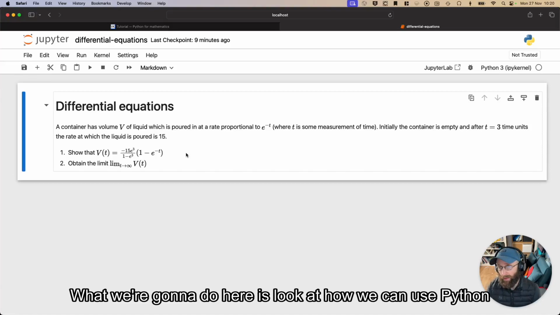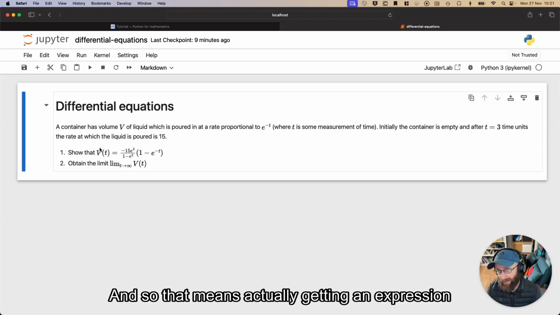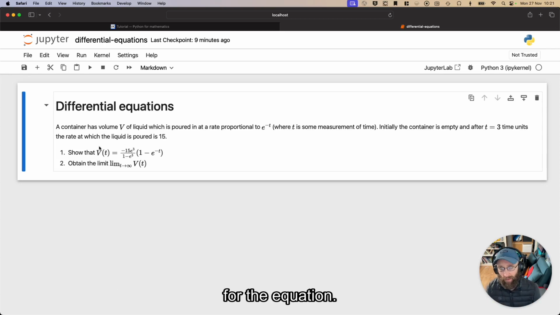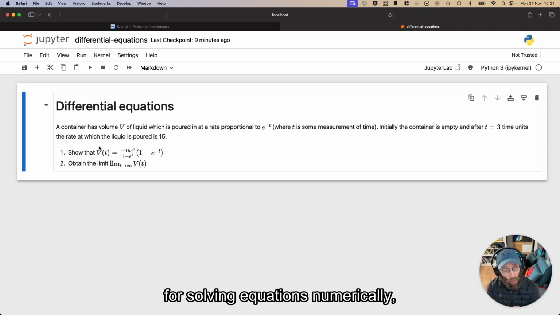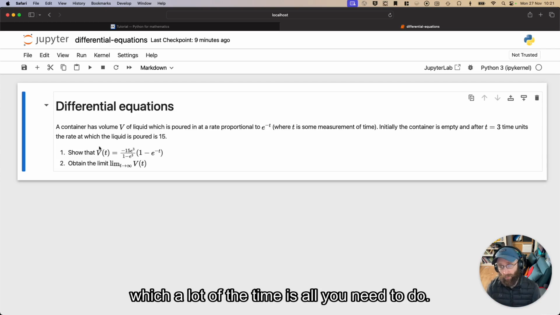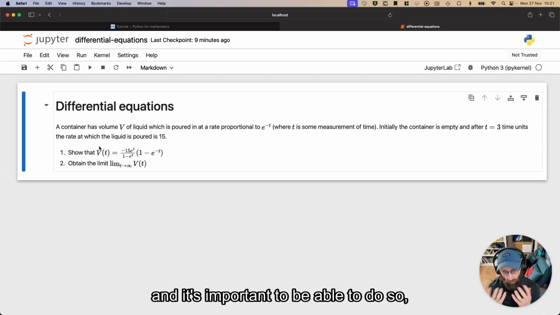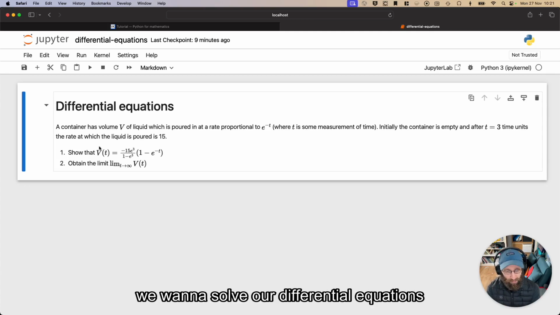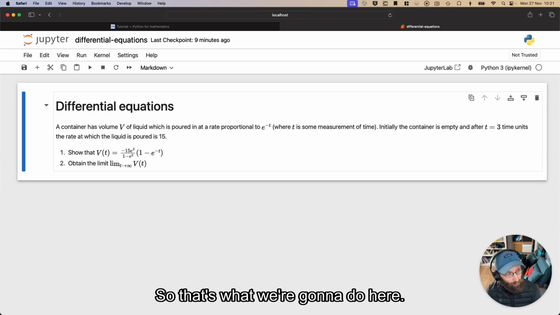What we're going to do here is look at how we can use Python to solve differential equations symbolically. That means actually getting an expression for the equation. Python has a lot of great tools for solving equations numerically, which a lot of the time is all you need to do. But when doing mathematics, sometimes, and it's important to be able to do so, we want to solve our differential equations exactly and analytically. So that's what we're going to do here.